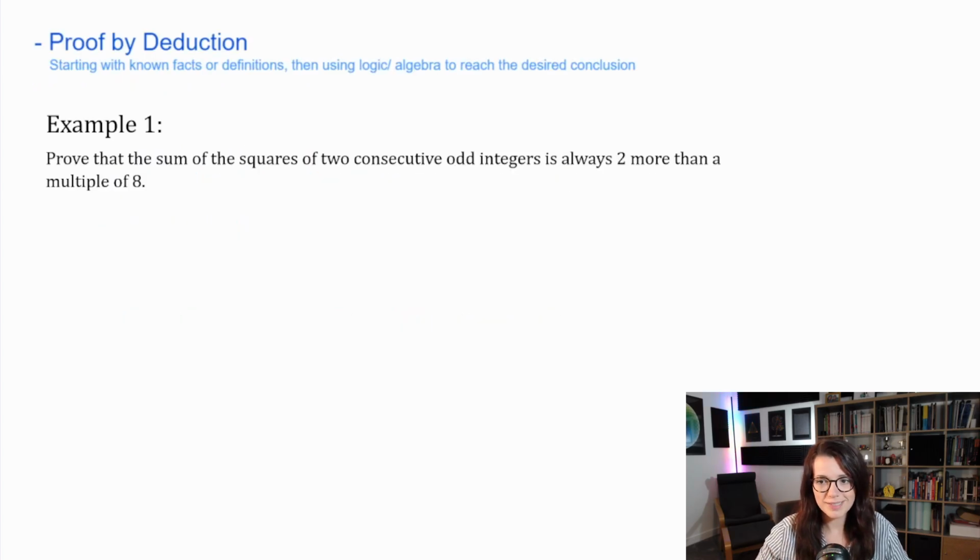Example 1, proof by deduction. Prove that the sum of the squares of two consecutive odd integers is always 2 more than a multiple of 8. So we need to start with some known facts here. Specifically, we have two consecutive odd integers, which we can represent in algebra as 2n plus 1 and 2n plus 3. It then talks about the sum of the squares of these. So that means we want to square them both and add them. And then it's a case of just following the algebra through.